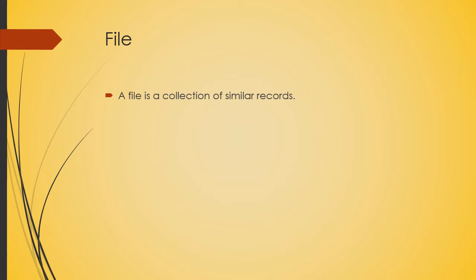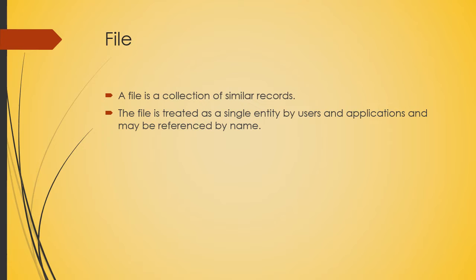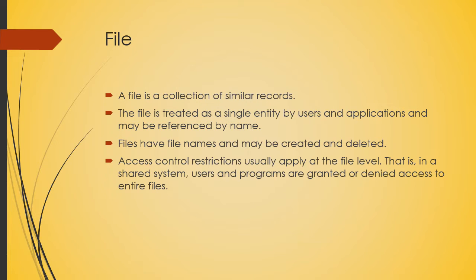File. A file is a collection of similar records. The file is treated as a single entity by users and applications and may be referenced by name. Files have file names and may be created and deleted. Access control restrictions usually apply at the file level.